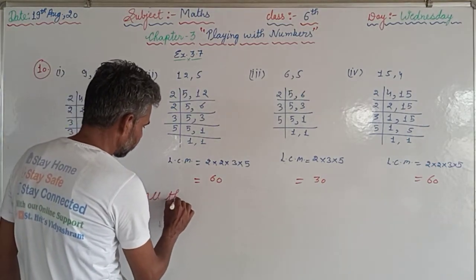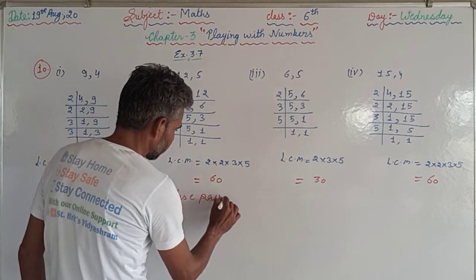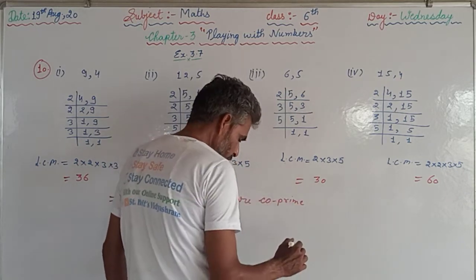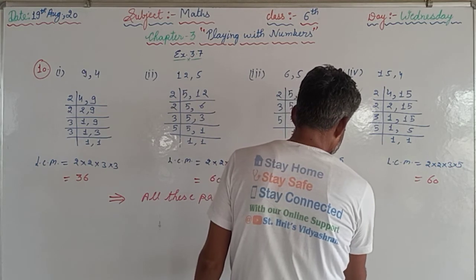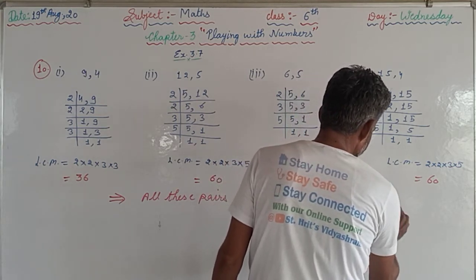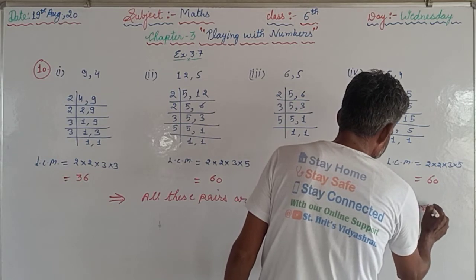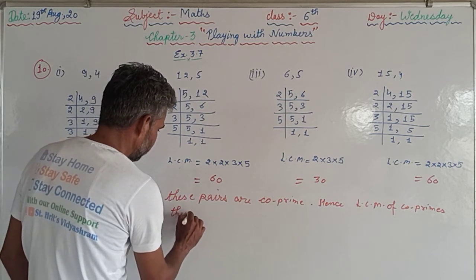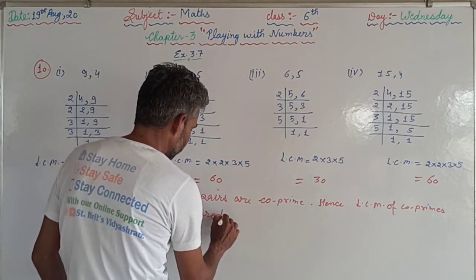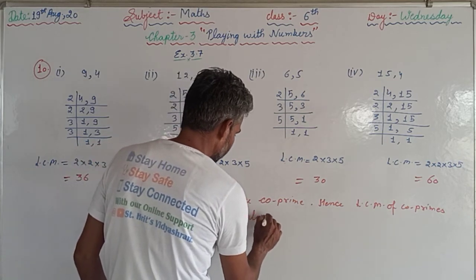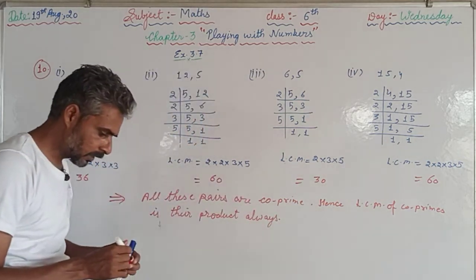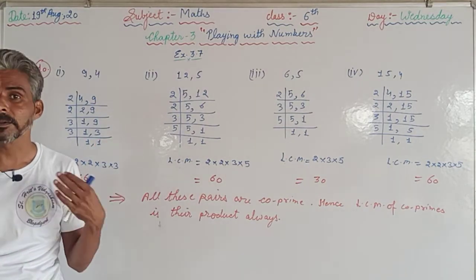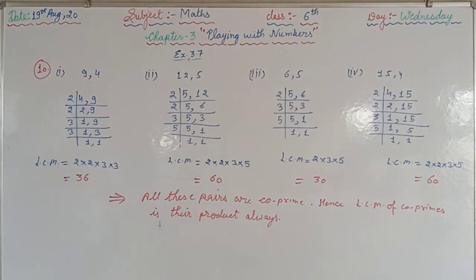All these pairs are co-prime, hence the LCM of co-primes is their product always. It means if co-prime numbers are given and you want to calculate the LCM, then we can directly multiply them. Their product will be the LCM. That is question number 10.